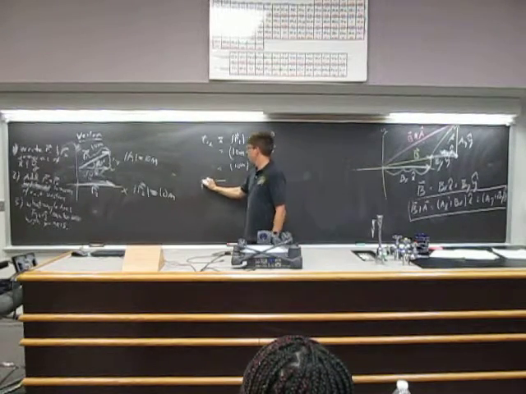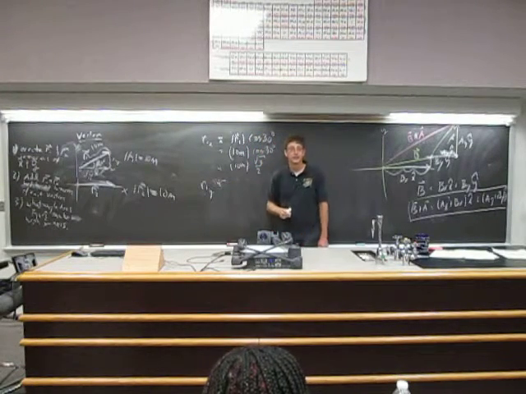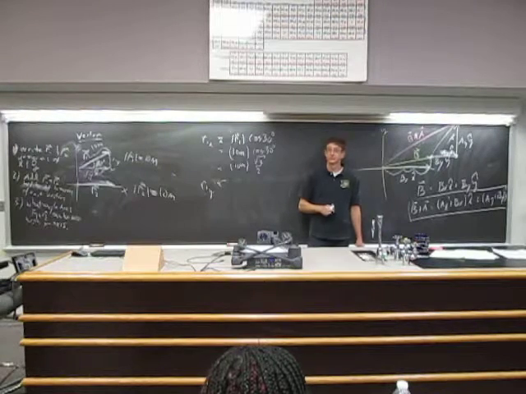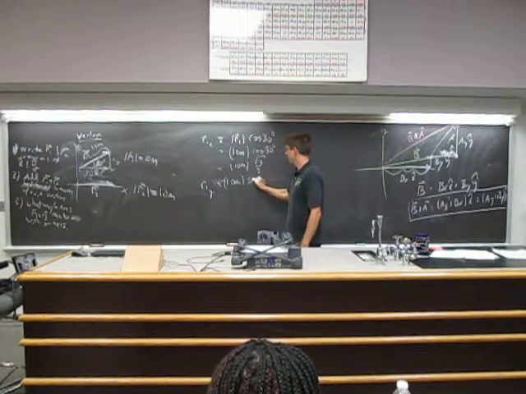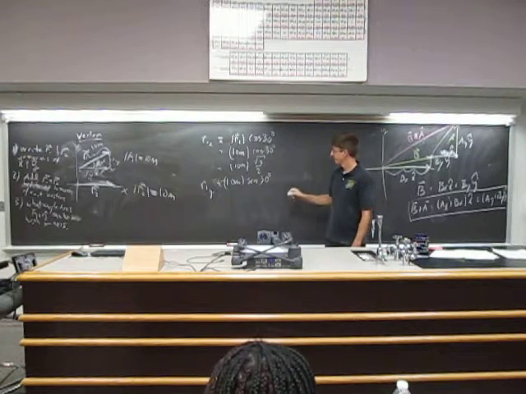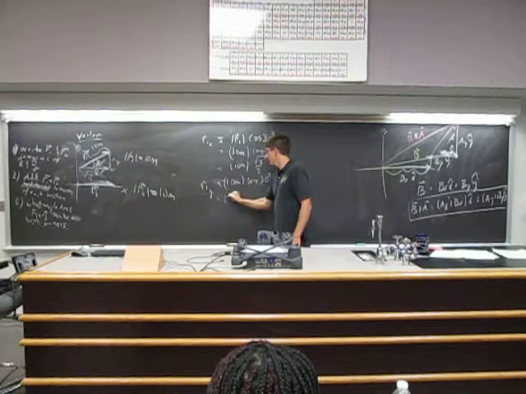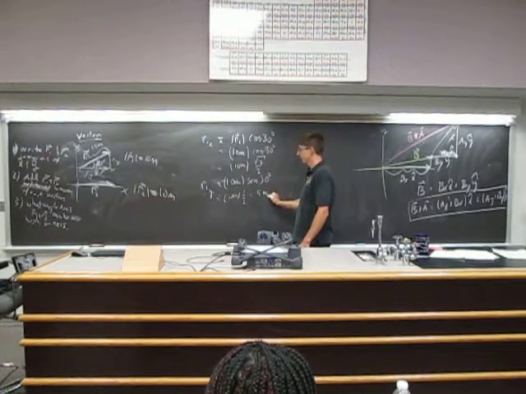What's the y component of R1? 10 sine 30. 10 meters times sine of 30 degrees. Sine of 30 degrees is 1/2. So that'd be 10 meters times 1/2, 5 meters. Okay?